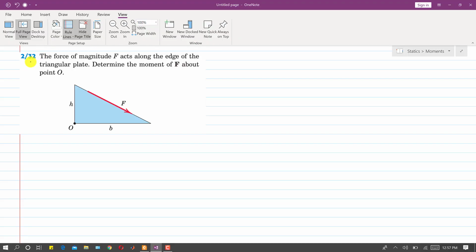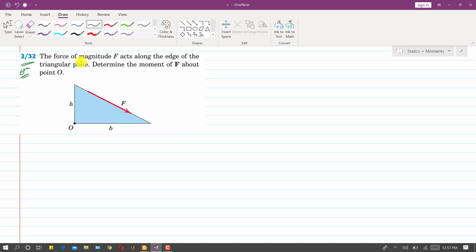We are going to solve this problem 232. It is from the 6th edition, right? In this problem it is said that the force of magnitude F acts along the edge of the triangular plate. So this is the triangular plate and this is the force F. We need to determine the moment of F about point O, right?